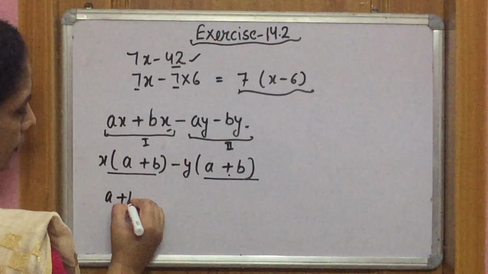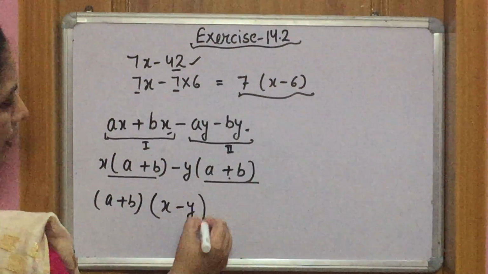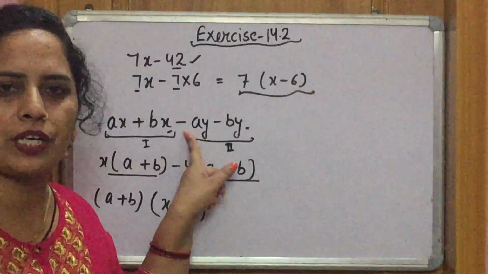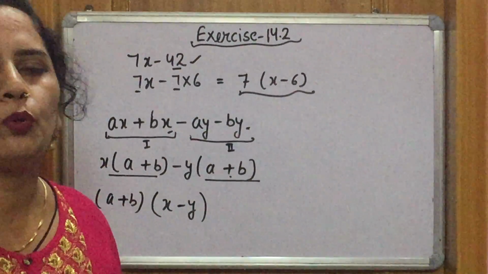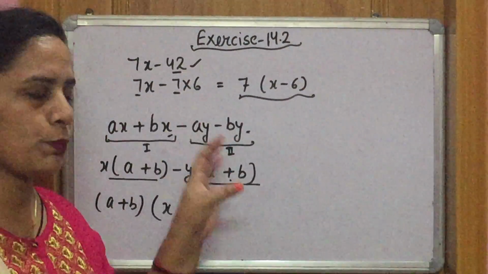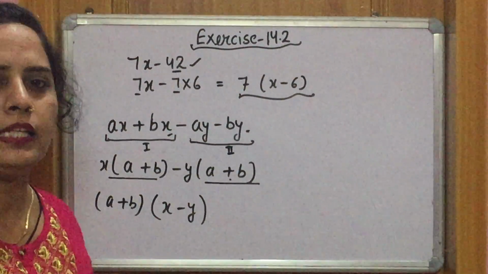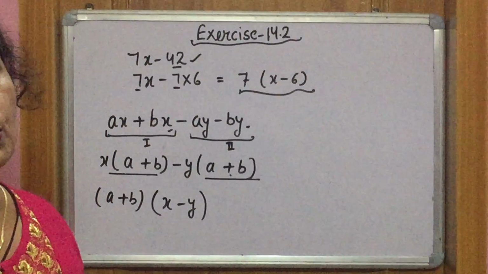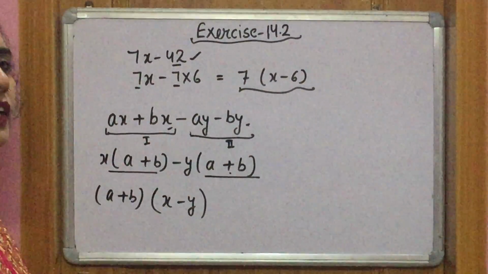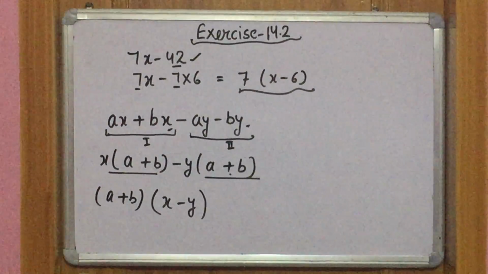So in bracket we have x minus y. So this is the factor form of this algebraic expression by using the method of grouping the terms. That means if in an expression there is not a single term which we can take as a common, in that condition we have to use the method of grouping the terms. So first of all make the groups, after that take commons. So, now we'll do the next question.